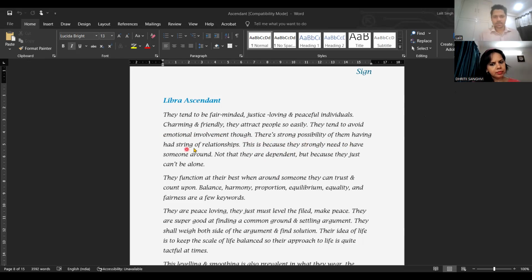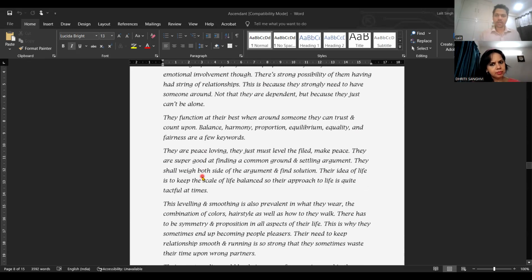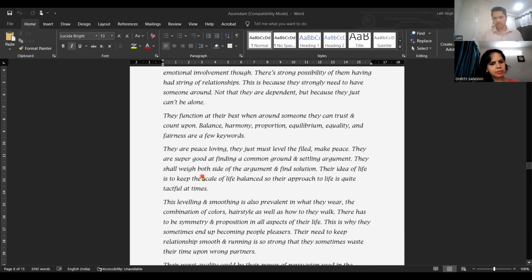So yes, but they do believe in a true relationship. If they believe in a relationship, if they like someone, they have a strong sense of relationship. They want to fight back to remain with the partner. This is because of the strong need to have someone around; not that they are dependent, but they just cannot be alone. And so this is some basic general quality you can understand with the content you're going to have by me.